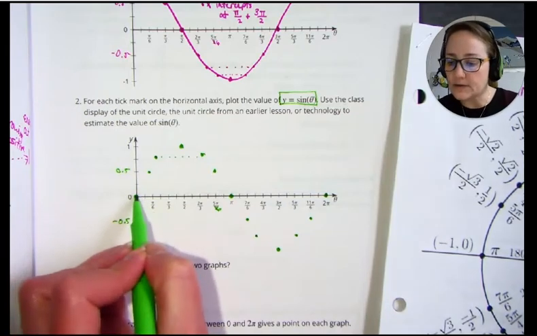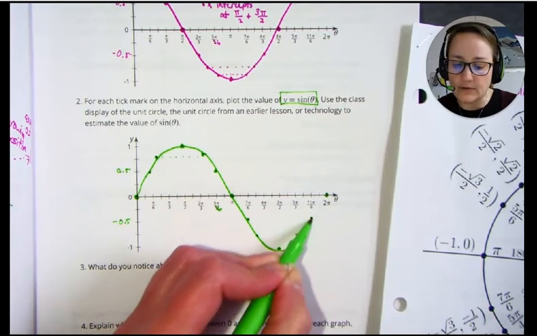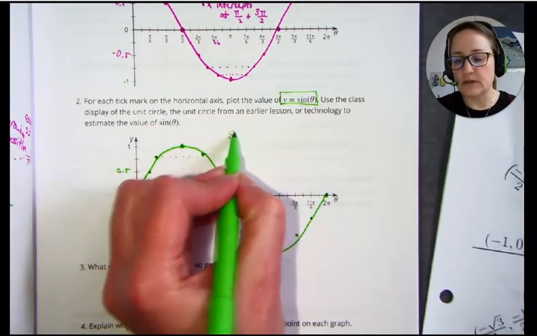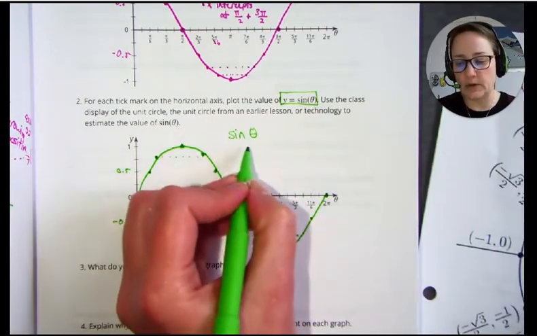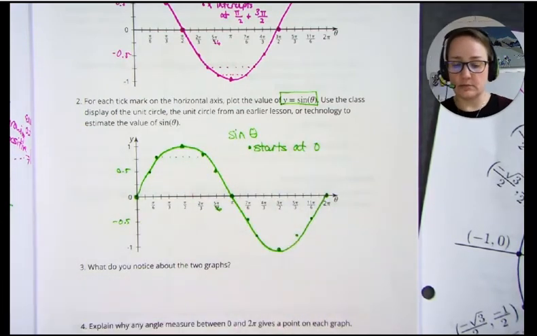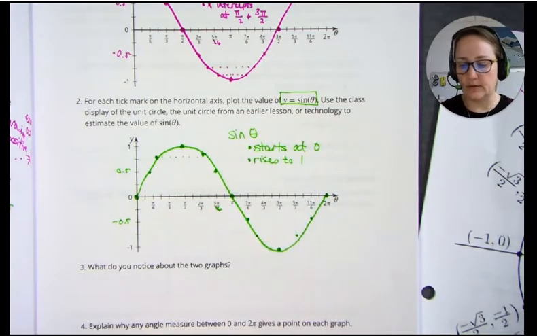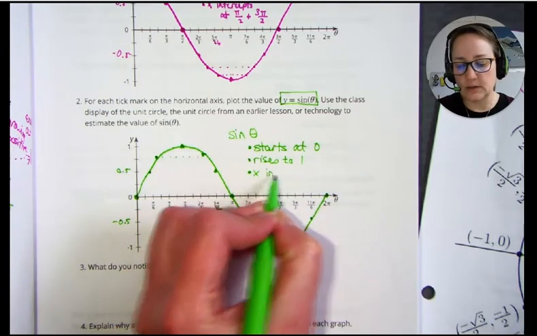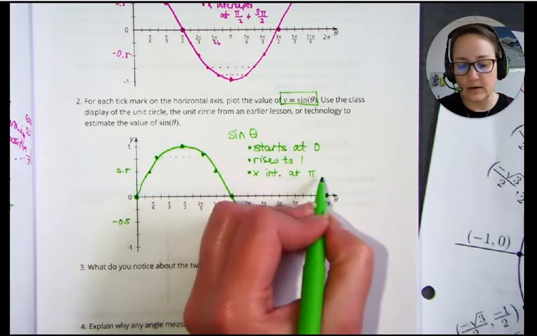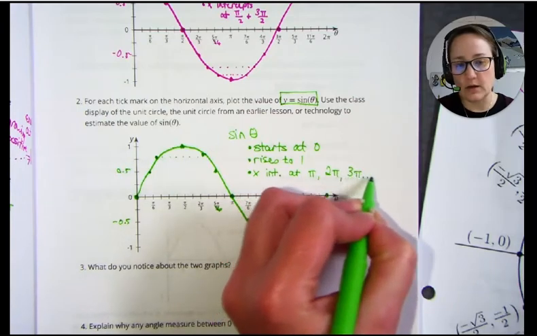And so what we have here is a graph that looks kind of the same, a wave that's going on there, but it has a different kind of look to it. Right? A couple differences going on here. When we have our sine theta, our basic parent function, it starts at 0, rises to 1, x-intercept at pi and 2 pi and 3 pi and 4 pi.